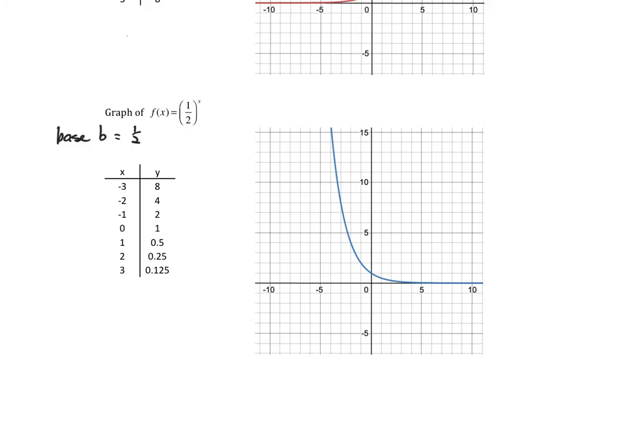Okay, so when I plot each of those values, you can see at -3, we go up to 8. And then at -2, we go up to 4. And -1, we go up to 2, and so forth, right? So when we look at this graph, what do we notice? One thing we notice is that this function looks like it's decreasing. So I could write that down here. So it's decreasing.